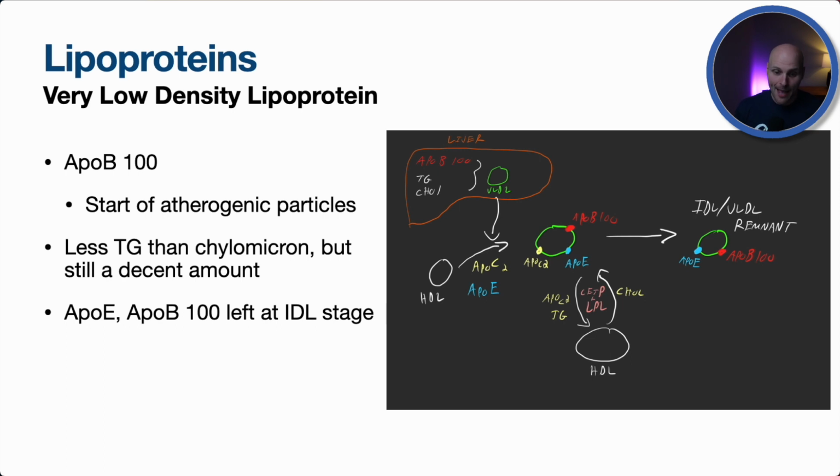And as you remember, ApoE can bind to the LDL receptor for uptake and recycling in the liver. This remnant can also be called IDL, which we'll talk about in a second, but not all the IDL goes to the liver, as some hang around in circulation.